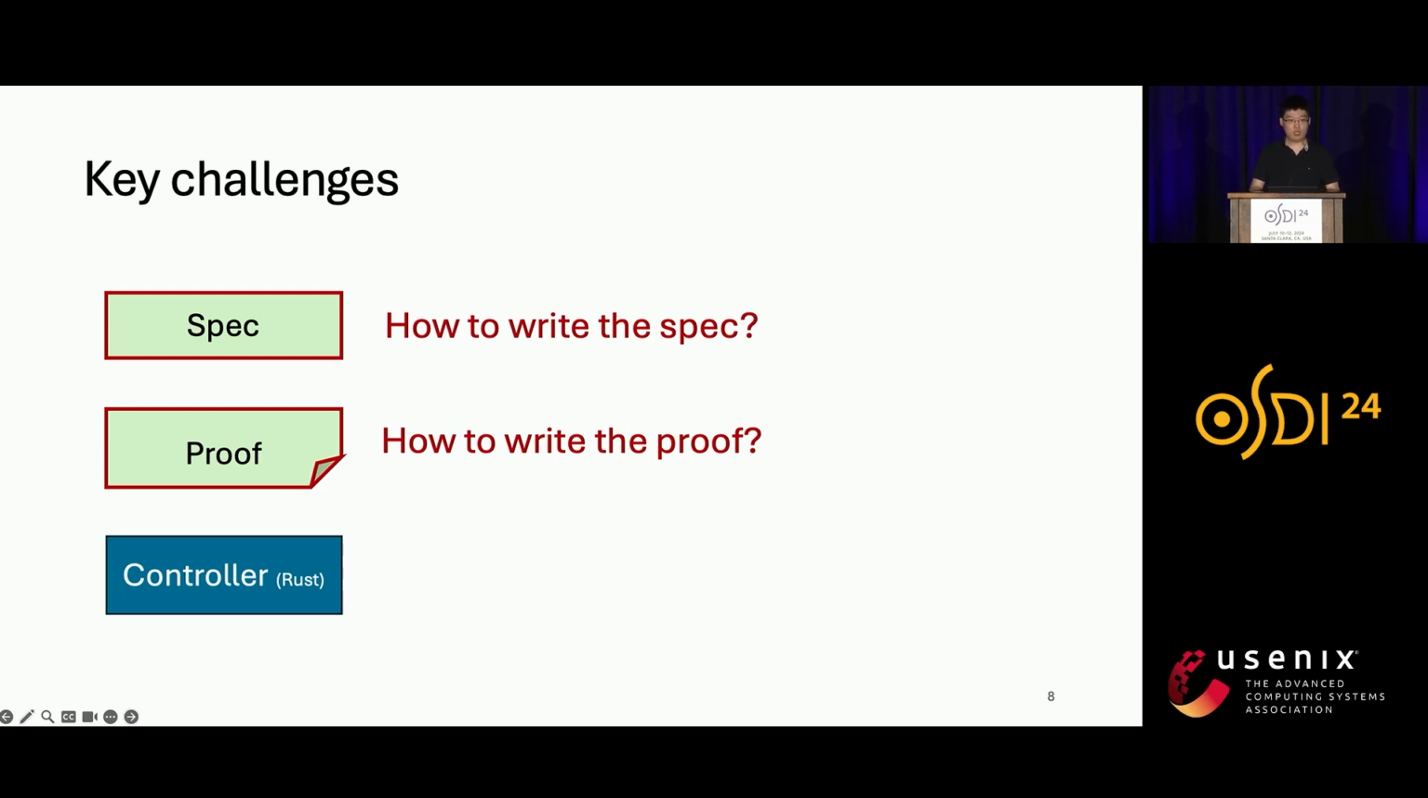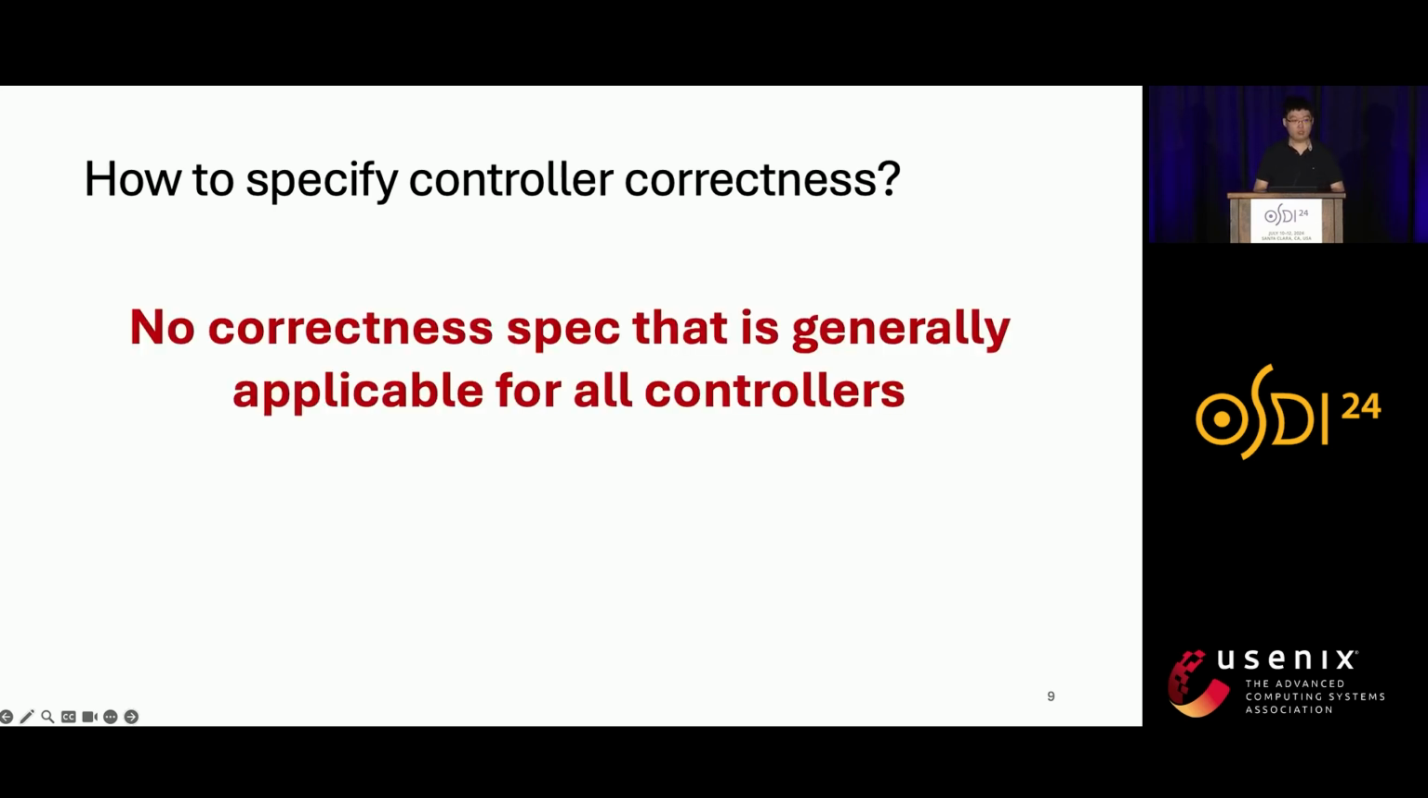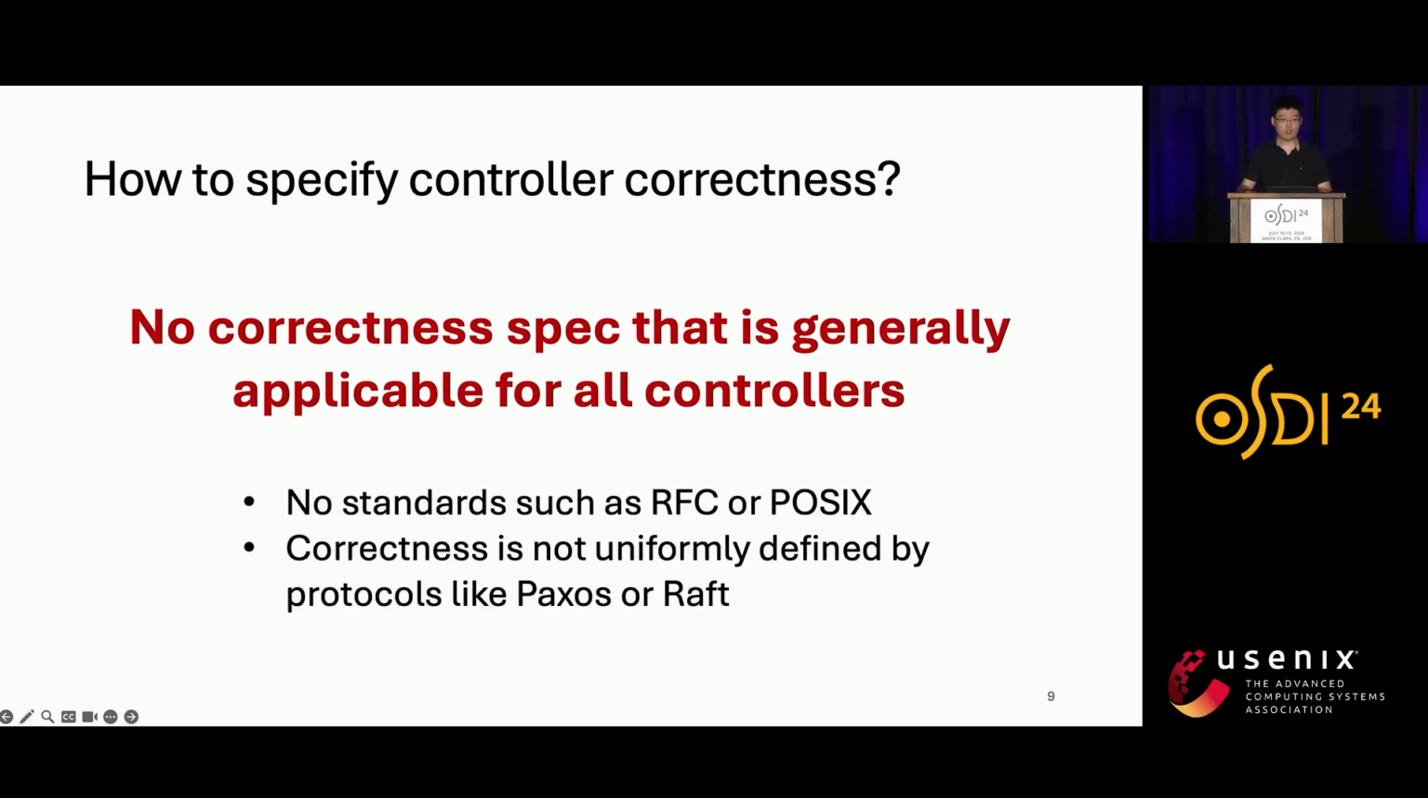For the rest of the talk, I'm going to focus on how we address these 2 challenges, and let me start with how to write the spec. The problem here is there's no existing correctness spec that is generally applicable for all controllers. Controllers are a relatively new type of software, so we don't have standards such as RFC or POSIX to define their behavior. Also, for diverse controllers, their correctness is not uniformly defined by protocols such as Raft or Paxos.